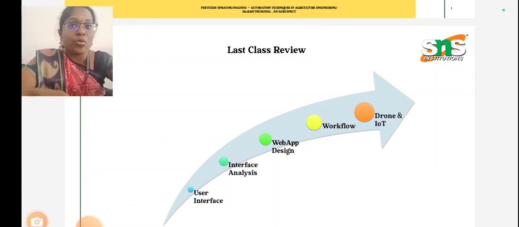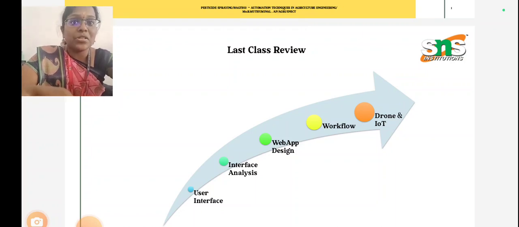And why do we need a drone? What is the necessity of a drone in agriculture? And the IoT applications in drones have also been seen in the previous classes. Today we will see something about pesticides.